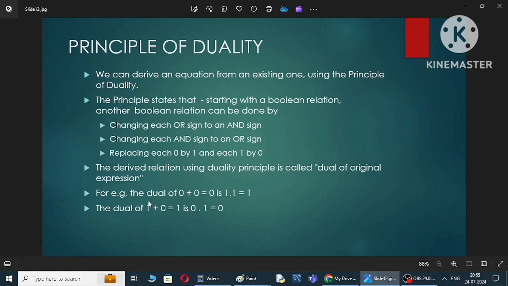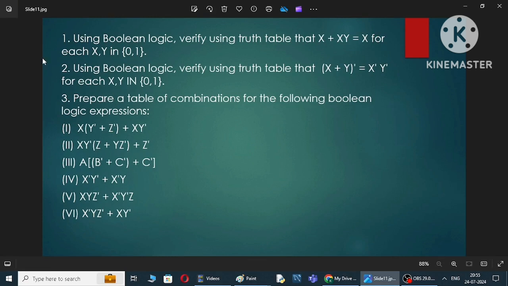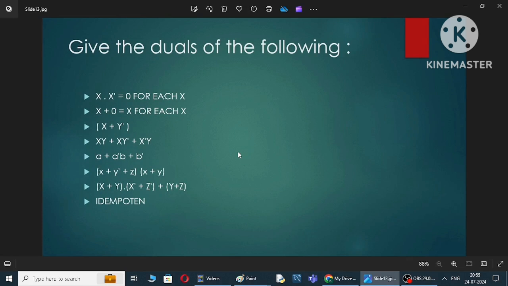See, there is another example. 1 plus 0 equal to 1. This is one expression. Now change 1 to 0, plus to dot, 0 to 1. So we get the dual as 0 dot 1 equal to 0. Right? So this is how you apply the principle of duality. Now we will work out some examples and find out the duals of given expressions. So we have some problems which we will solve now.